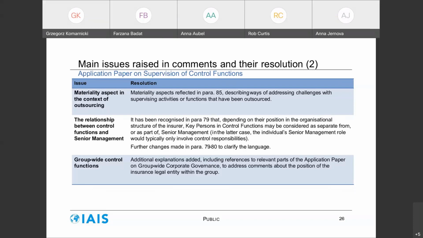In addition, regardless of the organizational structure, certain conditions should be met when combining a key person in control function and a senior management role. And in section 8, in response to feedback received, we included additional explanation about the position of insurance legal entities within the group. And this has been done in some cases by referring to our previous work, including the application paper on group-wide corporate governance.